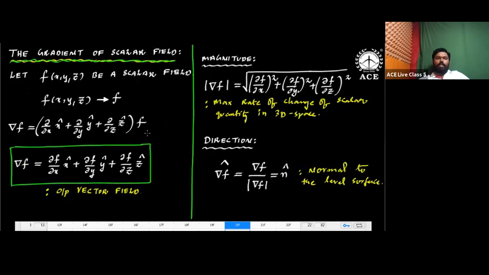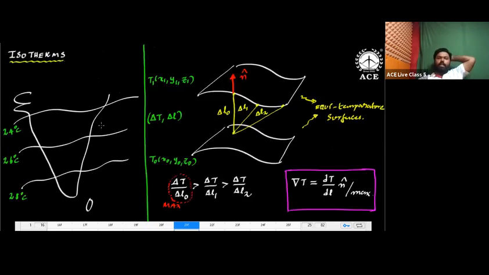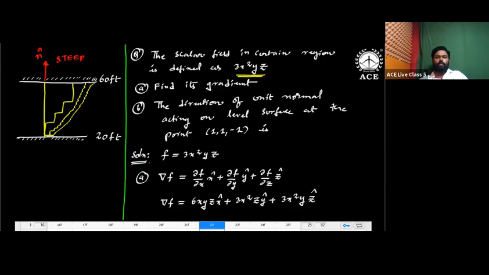So next one is the gradient. What is the gradient? It is operated on the scalar field. The output is a vector, and the magnitude indicates the maximum rate of change of the scalar quantity in three-dimensional space, and the direction is normal to the level surfaces. That maximum rate happens in the normal direction. I have taken isotherms to explain this concept, but there could be equi-temperature surfaces, equi-pressure surfaces, equi-height surfaces, equi-potential surfaces. In our subject, we are going to have equi-potential surfaces.